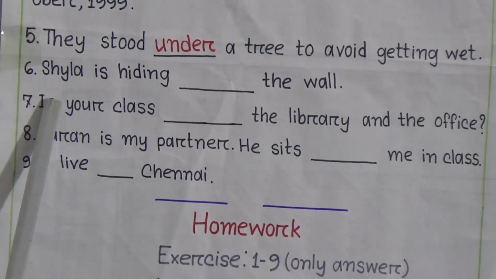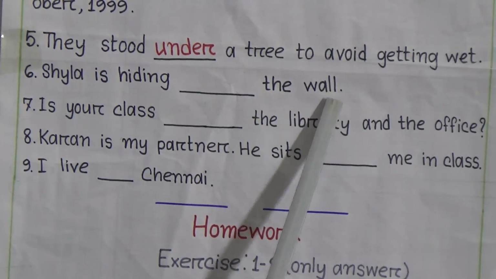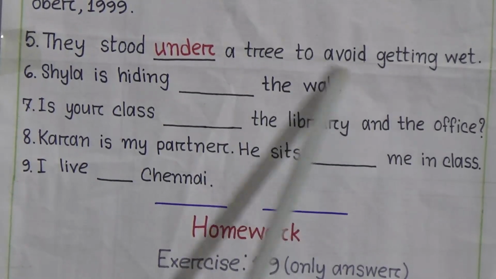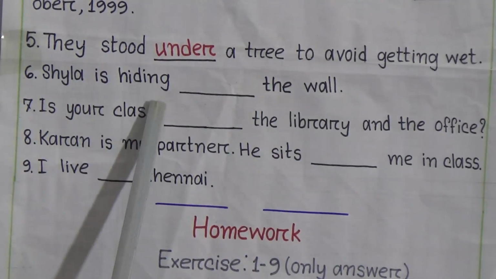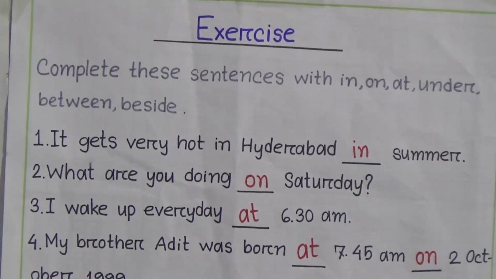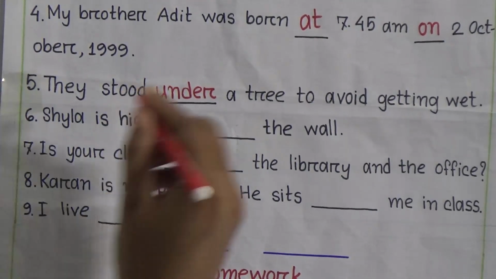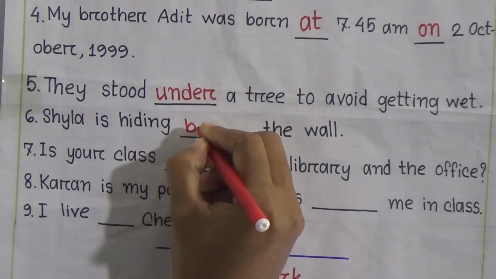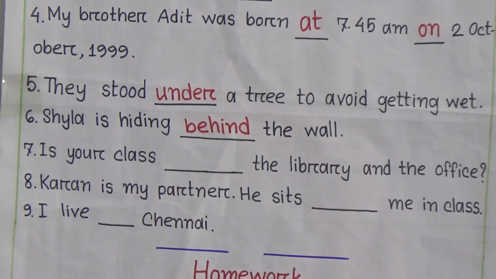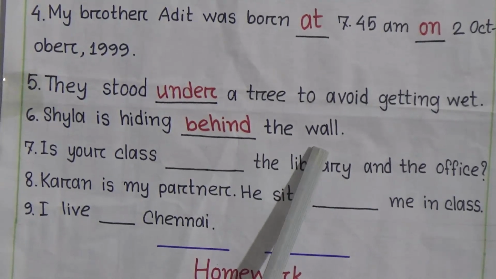Now come to number 6. Shala is hiding dash the wall. Where can we hide? We hide behind something. So here we find wall. So Shala is hiding behind the wall. Okay, we have to write behind. B-E-H-I-N-D, behind. Shala is hiding behind the wall.